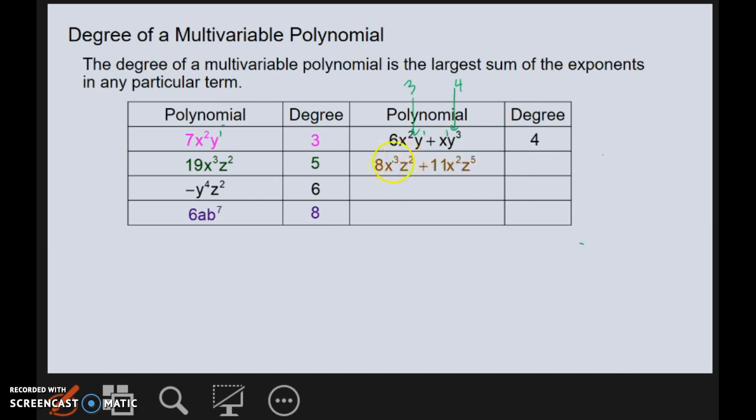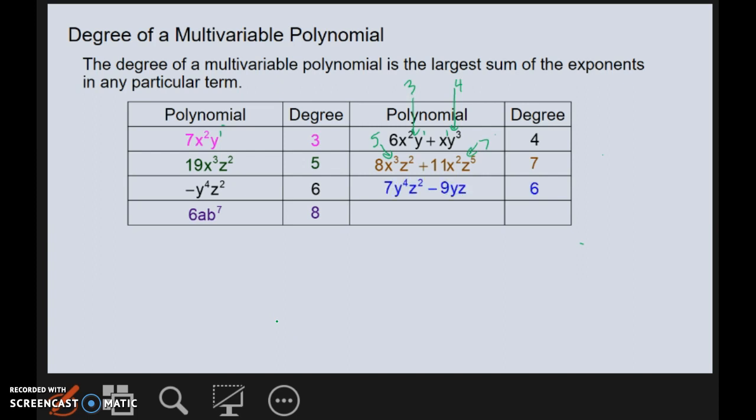And this one we have a degree of 3 and 2, so 5. Here we have a 2 and a 5. That's 7. Our degree would be 7. All right, so again, those are just some examples of getting degree.